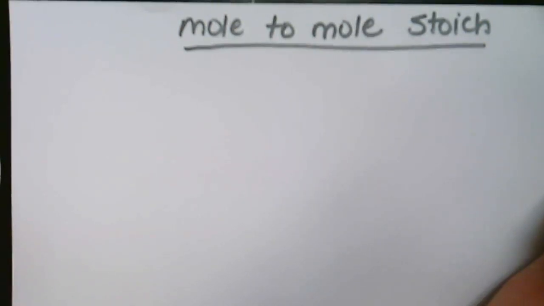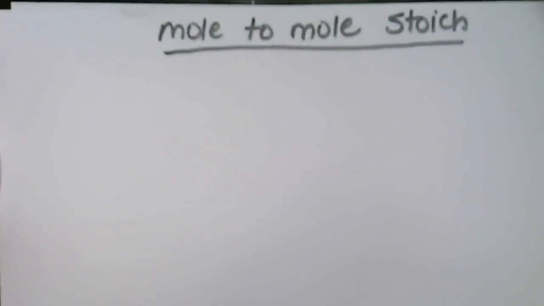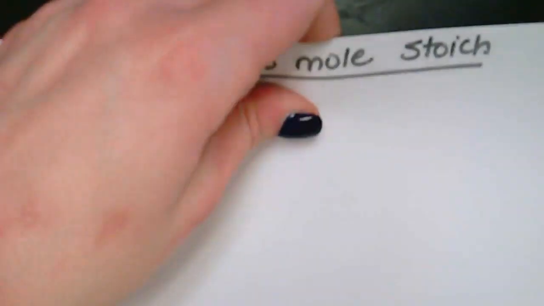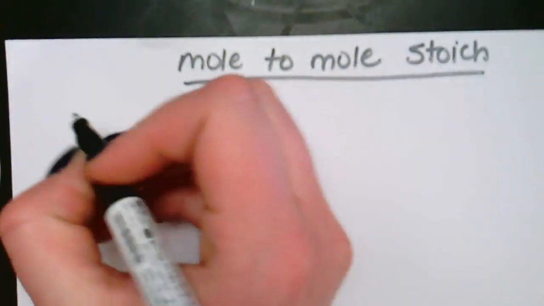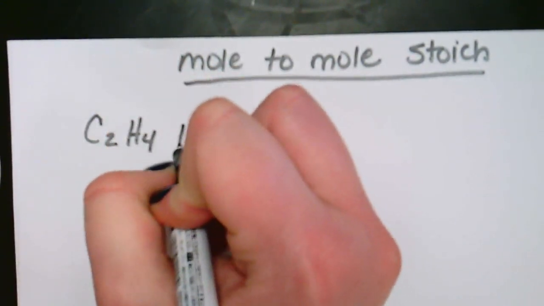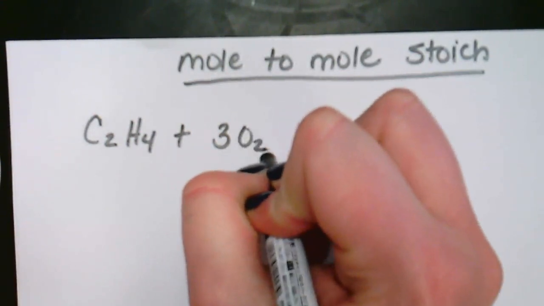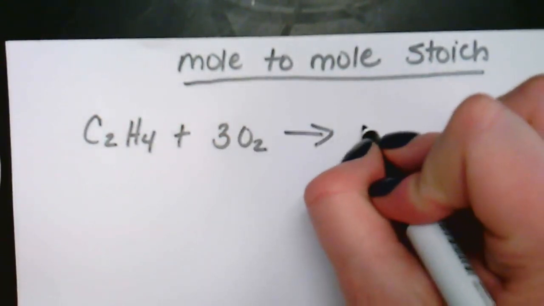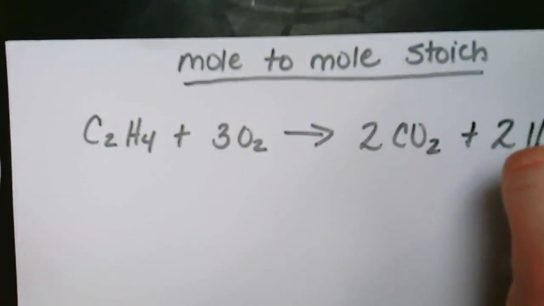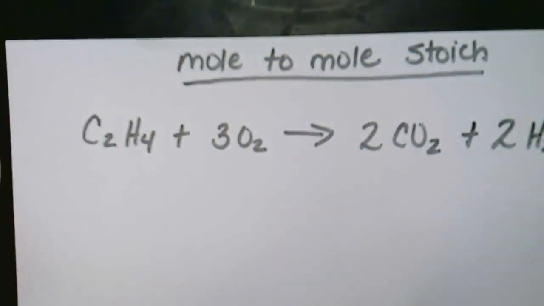So for those 3 basic rules, we're going to start with going from mole to mole. That is step 2. We do not need to look at step 1 or step 3 for this. So I'm going to give you guys a problem, and our equation for today is going to be C2H4 plus 3O2 yields 2 CO2 plus 2 H2O. Okay?